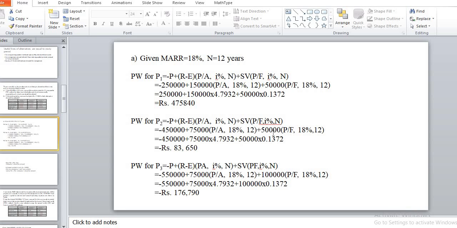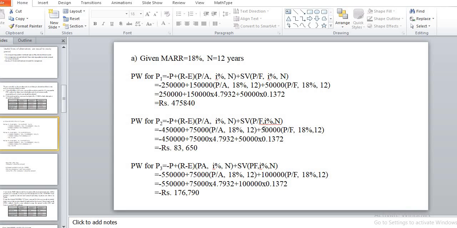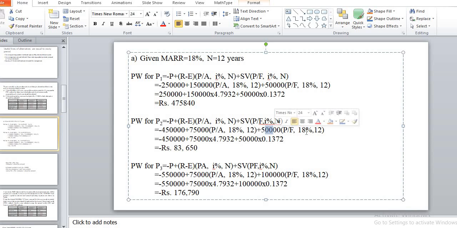This present worth factor plus salvage value is 50,000, the market value or salvage value of 50,000 after 12 years. So put this value and simplify. You will get the answer as 83,650.